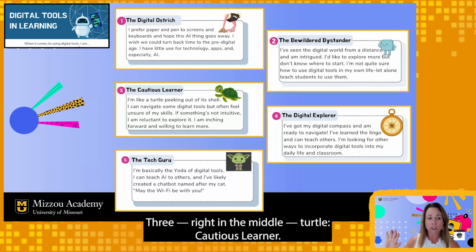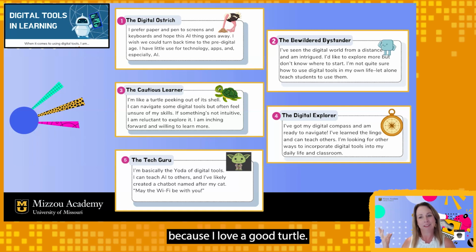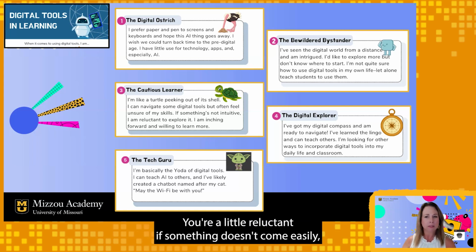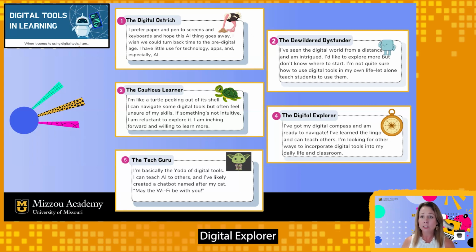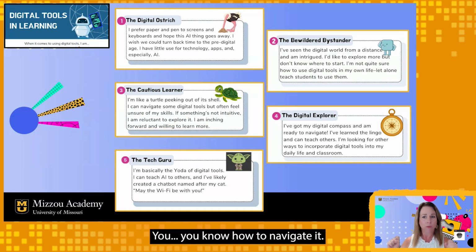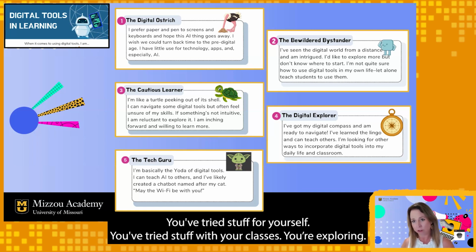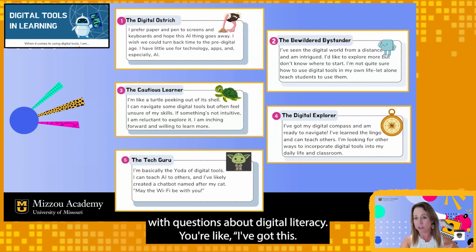Three, right in the middle, turtle, cautious learner. If I could pick one just based on the icon, it would be the turtle because I love a good turtle. You're peeking out there and you're taking some steps, albeit some slow steps. You're a little reluctant if something doesn't come easily, but you're willing to give it a try and you're moving forward. Digital Explorer is someone who is pretty comfortable in the digital world. You know how to navigate it, you're curious about it, you're learning more, you've tried stuff for yourself, you've tried stuff with your classes, you're exploring, all the way up to five, the tech guru, who you are the one that people come to with questions about digital literacy.